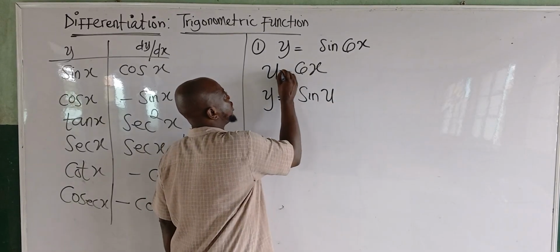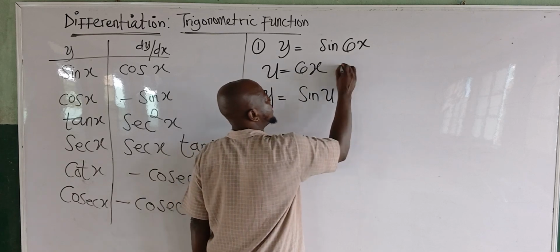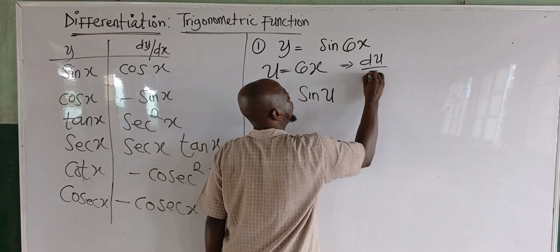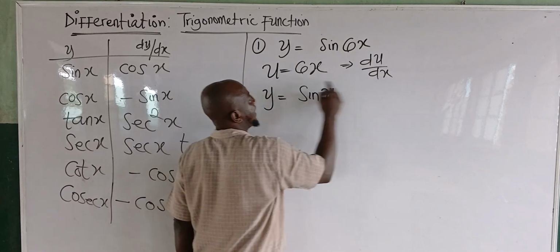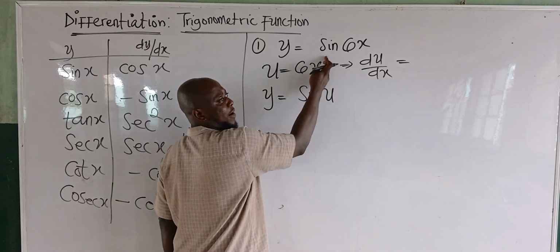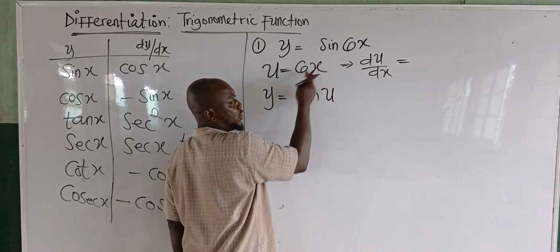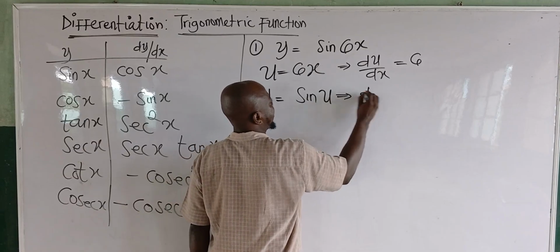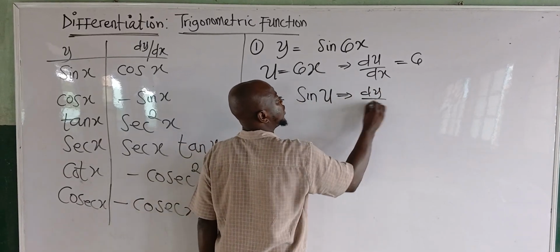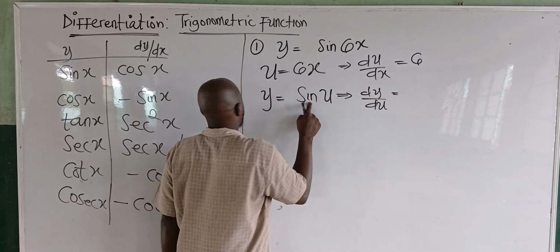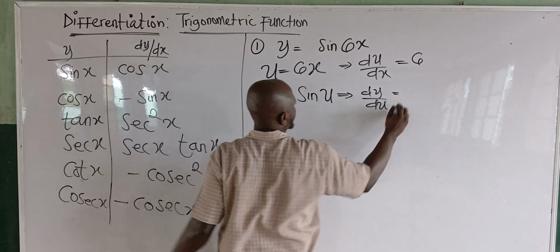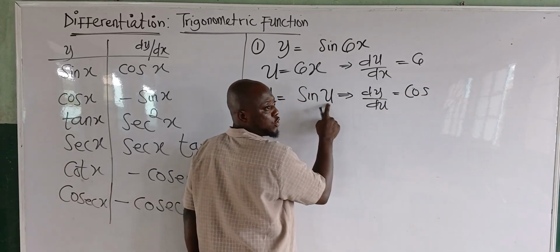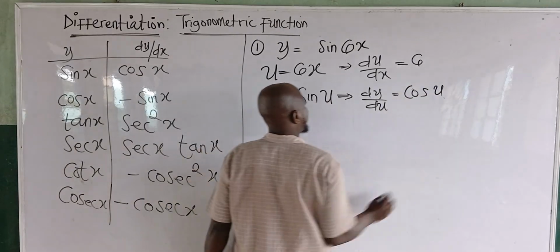Next up, I'm going to differentiate u with respect to x. So I have du over dx. If you're having x to the power 1, just pick the coefficient, because this is x power 1. Pick the coefficient here, which is 6. And then if you differentiate y with respect to u, I just said if you differentiate sine, you get cos. So this is cos u. I'm using u, please. Cos u here.